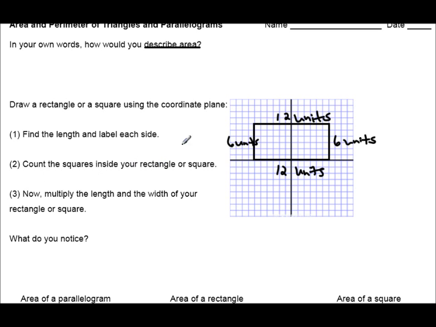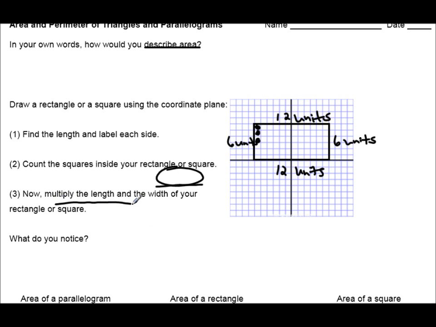Now I'd like for you to count the squares that exist inside your square or your rectangle, whatever you choose to draw. And of course, record the number that you counted here. After you've counted the squares inside your rectangle or your square, and what I mean by that is 1 square, 2 square, 3 square, all the way through.